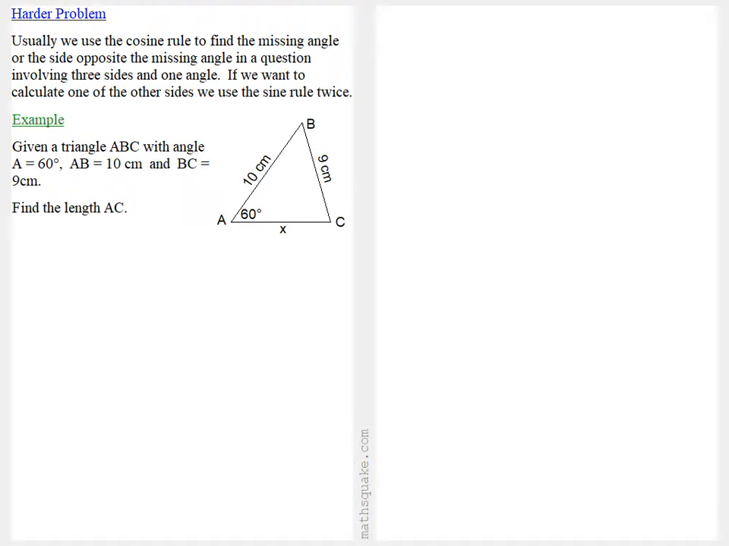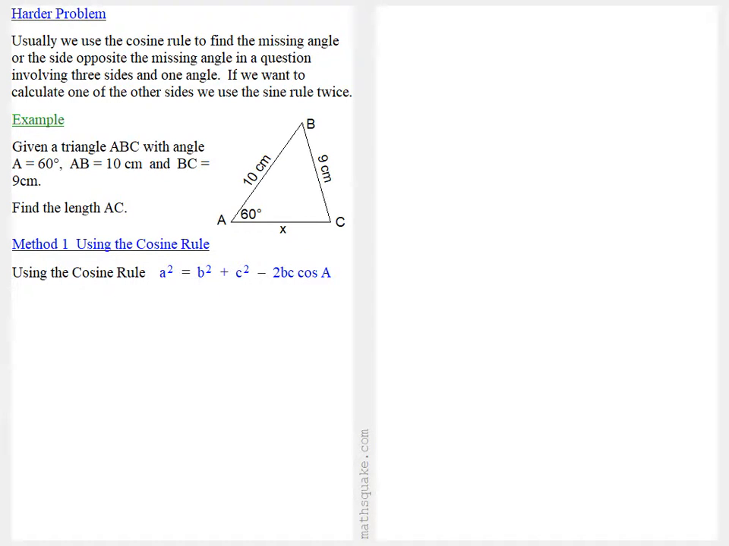In this case we've got the triangle ABC with the angle A equal to 60 degrees. The side AB is 10 and the side BC is 9. And we're asked to find the length AC, or the length x. Now x is not opposite the angle 60 degrees, so in some ways it would be better to use the sine rule. However, let's have a look at how we can do it using the cosine rule.